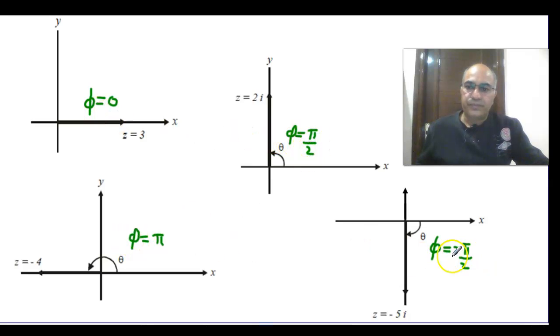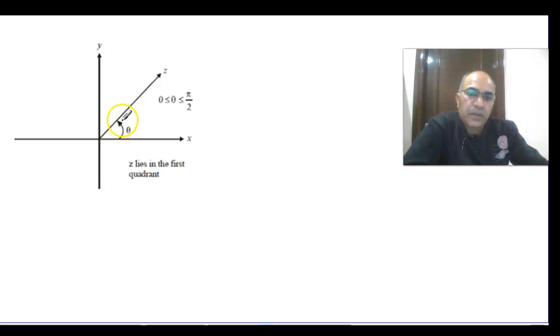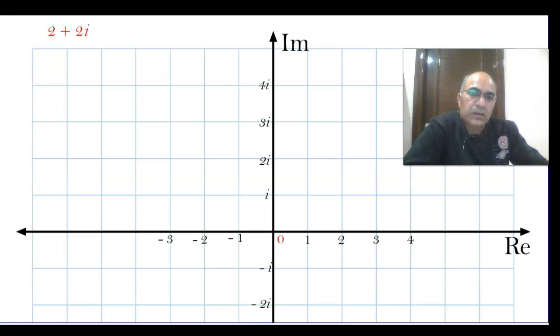Now see this. Next, if z lies in the first quadrant, then this angle theta is the principal value of argument z. Let us take example of 2 plus 2 iota. First of all, 2 plus 2 iota is represented by this point. Representing 2 plus 2 iota is this vector.